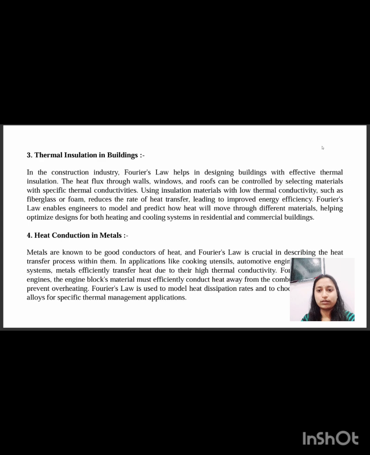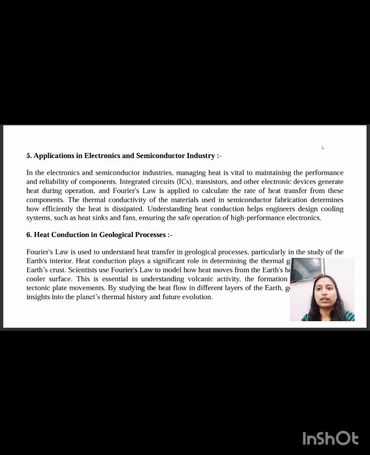to prevent overheating. Fourier's law is used to model heat dissipation rates and to choose the best metal alloy for specific thermal management applications. Fifth one, application in electronics and semiconductor industry. In electronics and semiconductor industries, managing heat is vital.